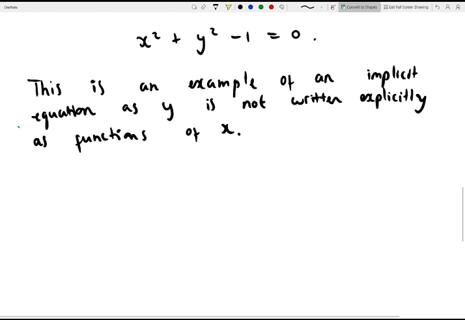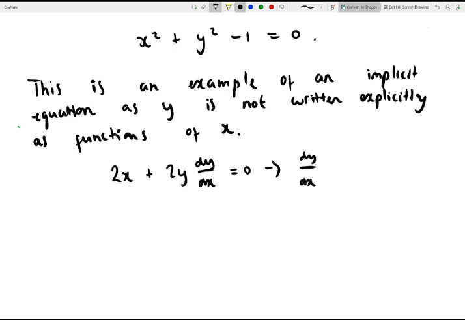So if we want to calculate the derivative of this, we can start differentiating as normal, so x squared differentiates to 2x, but when we differentiate a y, we differentiate this normally, but then we times by dy by dx. Minus 1 differentiates to 0, and left with 0. But then we need to rearrange this for dy by dx. So dy by dx is minus x over y.